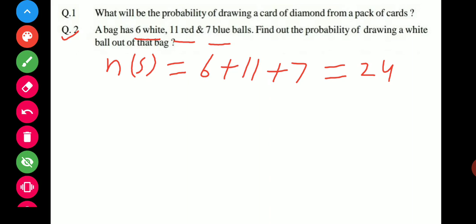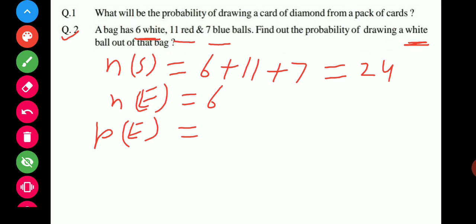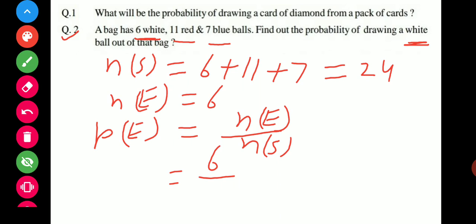Now, drawing a white ball. White balls are only 6. So that is the NE. NE is 6. So probability, that is denoted by PE, is equal to NE upon NS. NE is given as 6 and NS is 24. 6 ones are 6 and 6 fours are 24. So our answer is 1/4.